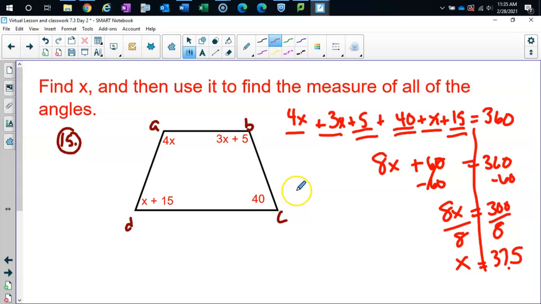Guys, keep that 37.5. Do not round it. Do not change it. We are looking for x. Now, find the measure of angle A. Go. Well, angle A is 4x. X is 37.5. So 4 times 37.5 gives you... I got to use my calculator. Sorry. 4 times 37.5 is 150.